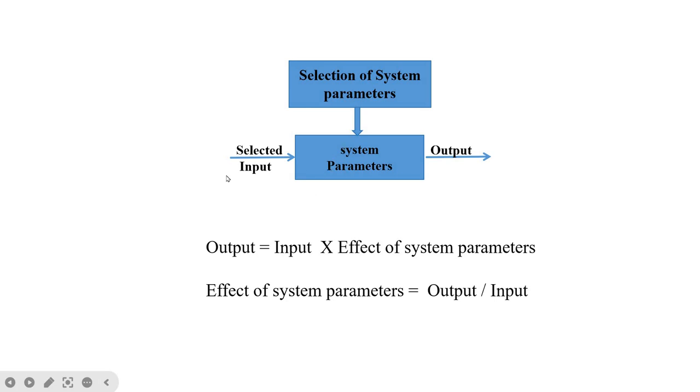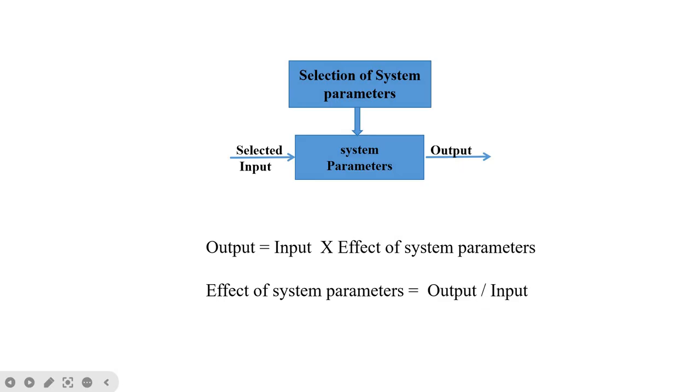So output is equal to input into the effect of the system parameters. So we can find out the effect of the system parameters as output by input. Now, this effect of the system parameters, the role of the system parameters in the performance of the system, it can be expressed as the ratio of the output to the input, which we have shown here.